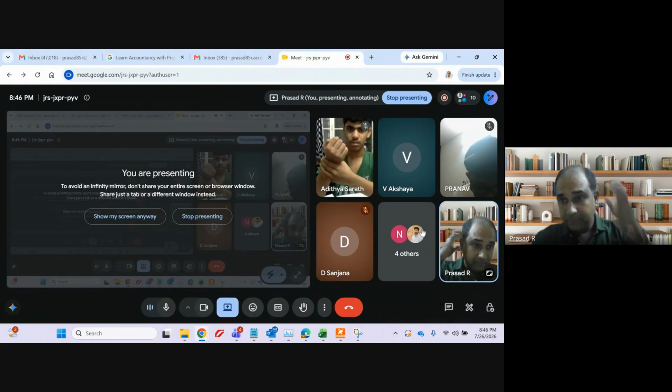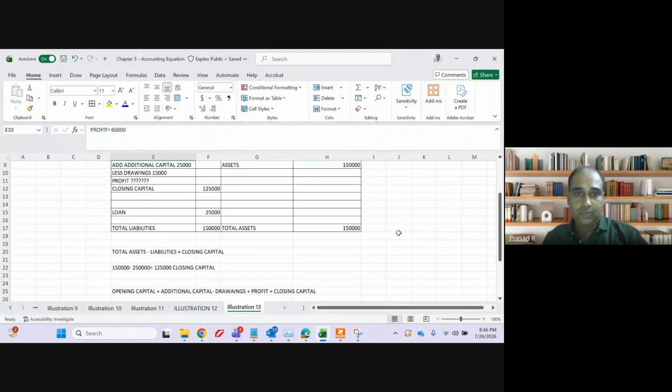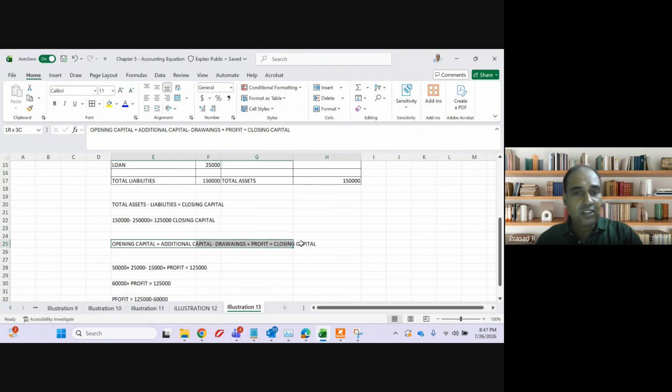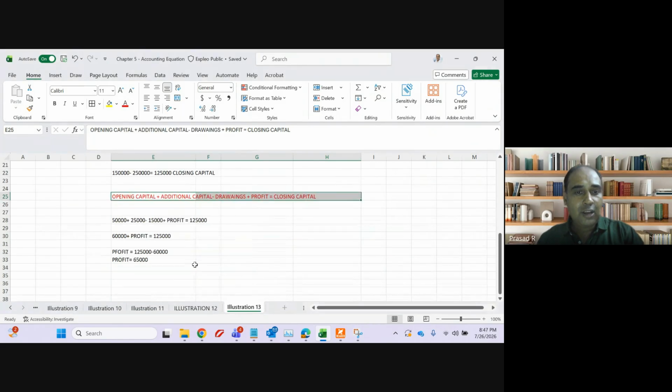Check the presentation. Clear? Yes, sir. This was missing in this question. So how did I do? Total assets minus loan, I got closing capital. Once I got closing capital, I knew opening capital, I knew additional capital, I knew drawing. Automatically, I created this formula. This formula I created, and based on this formula, we got how much is the profit.